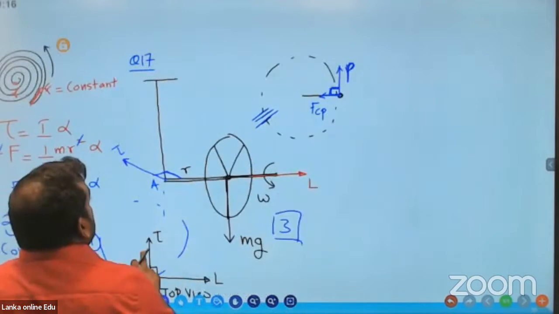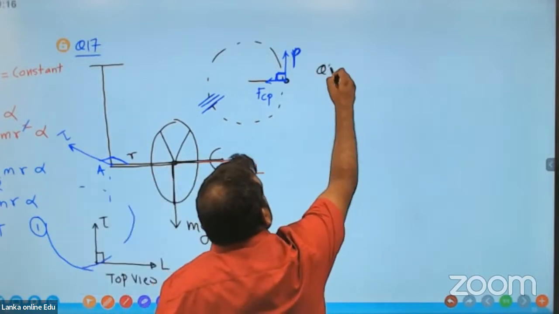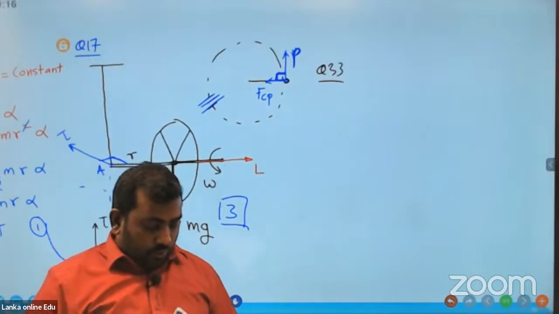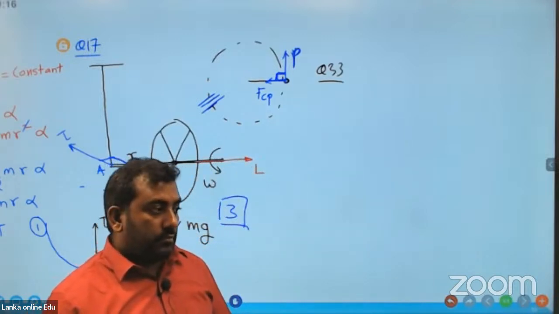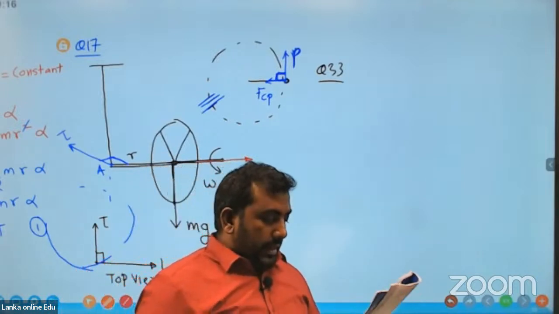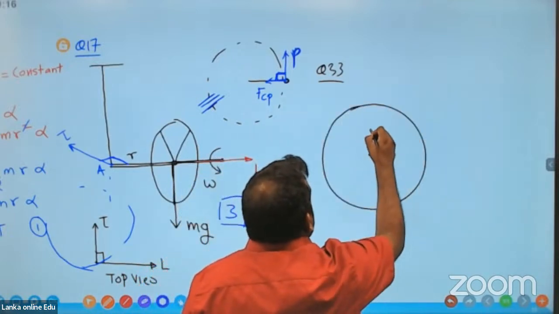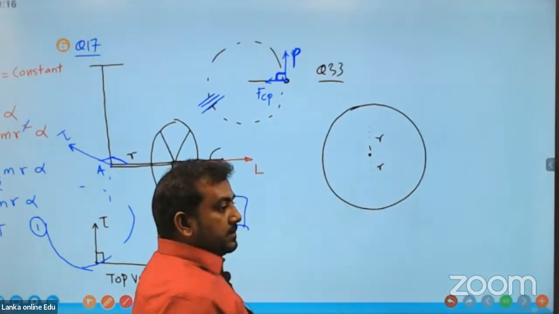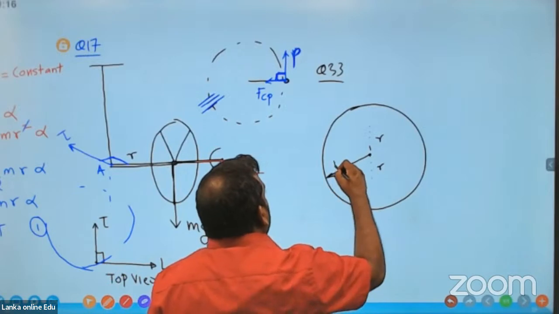Question 33. Look at this carefully. A grain of sand is stuck to the tire of a vehicle. So there's a vehicle, there's a tire, there's a grain of sand, at a distance r from the center. At a distance r means it can be anywhere, like this. The radius of the tire is capital R. There you go.